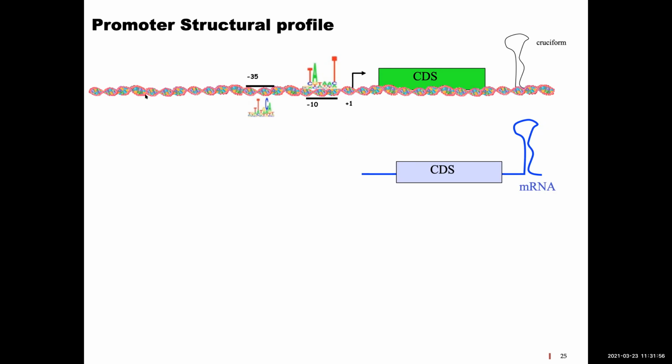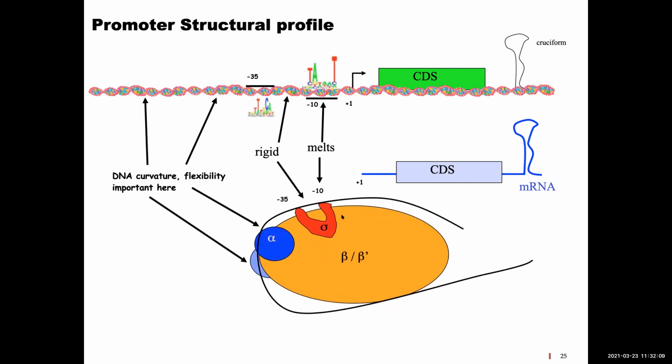Okay, and so upstream here, you're going to have regions where this melts, and between here is going to be rigid, and this region is going to be curved. That's because this region that curves interacts with the alpha subunit of the beta-beta prime of the RNA polymerase, and it wraps the DNA around. So the curvature really helps this. The sigma factor binds -10, -35, and so you have transcription here where it starts. The sigma factor basically opens up the helix and starts transcribing here.